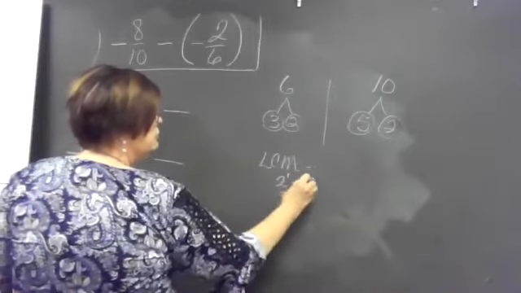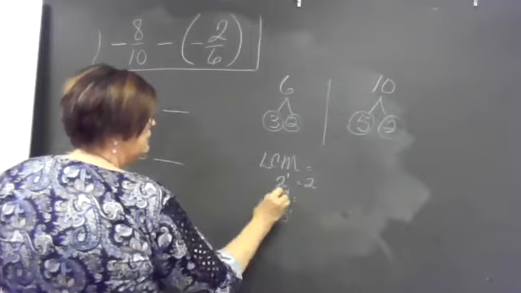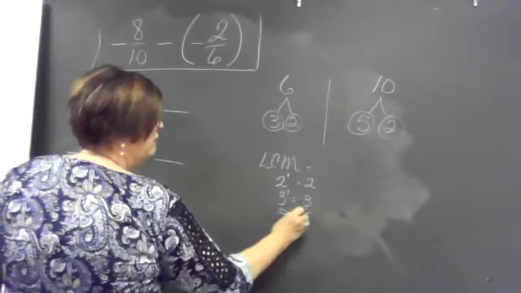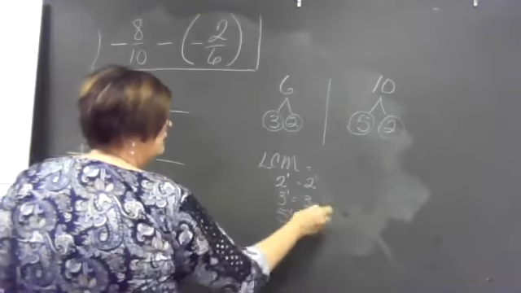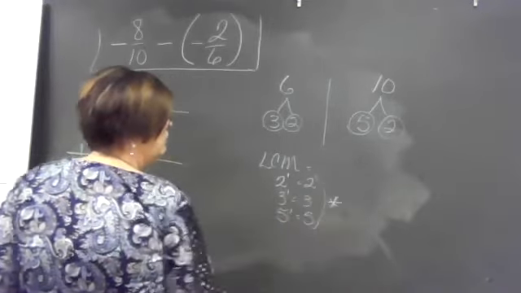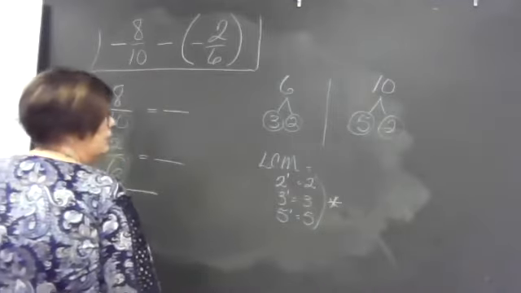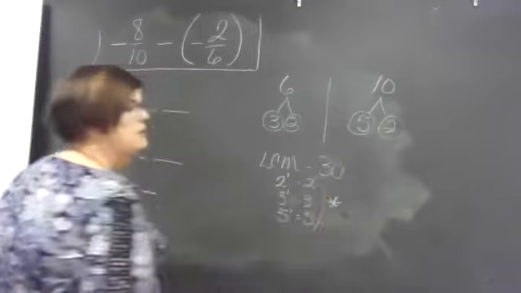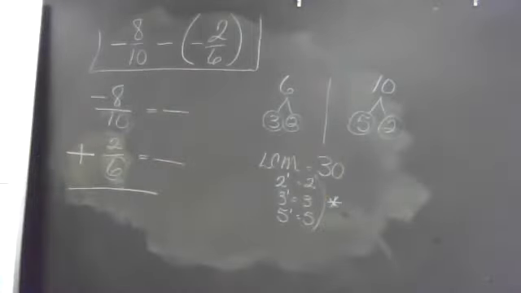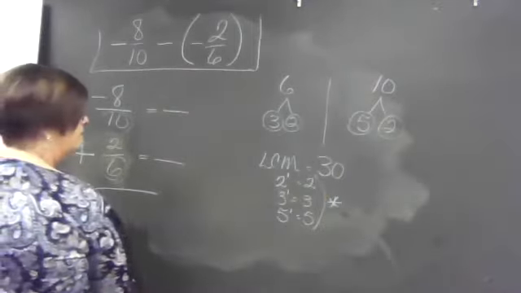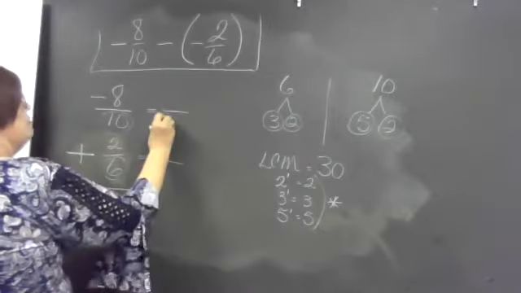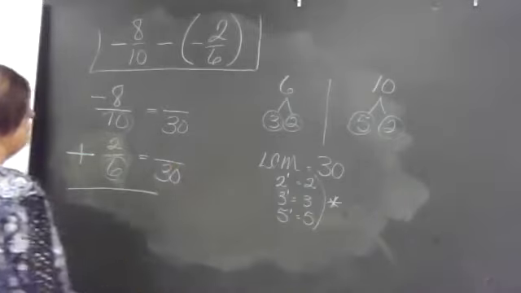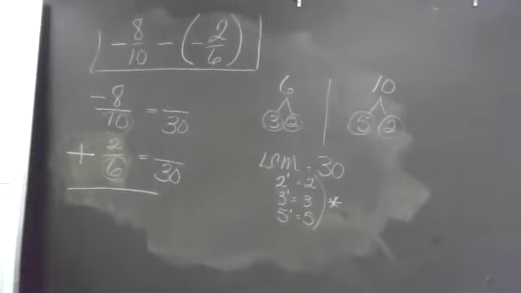2 to the first is 2. 3 to the first is 3. 5 to the first is 5. So we're going to multiply those together and we get 30. So our least common multiple, or our common denominator, is going to be 30. Everybody good? So 30 is our common denominator. Remember, it goes on the bottom of both of them because that's what common means.